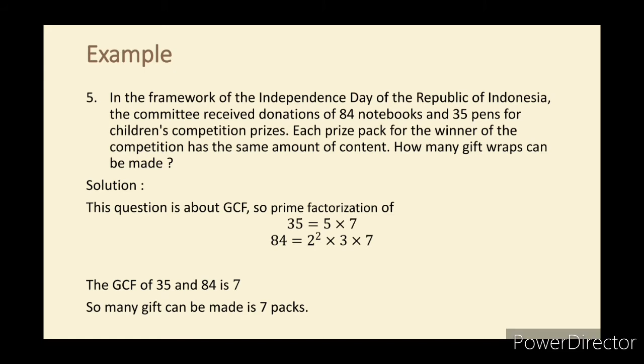Solution. This question is about GCF. So prime factorization of 35 equals 5 times 7. 84 equals 2 raised by 2 times 3 times 7. The GCF of 35 and 84 is 7. So as many as 7 gift packs can be made.